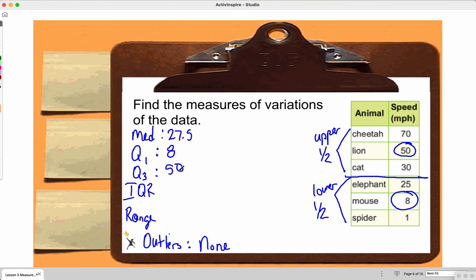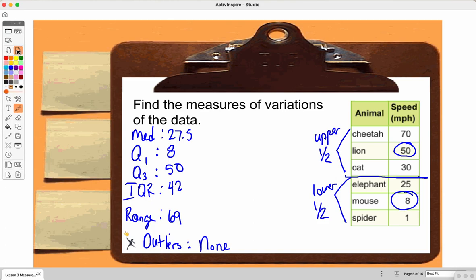Now I do my IQR, it's just simply 50 minus 8, which in this case is 42. And my range will be 70 minus 1, which is 69. Okay? So those are my first 5 basic pieces of information. Again, we'll dig into outliers a little bit more in another question in a second.